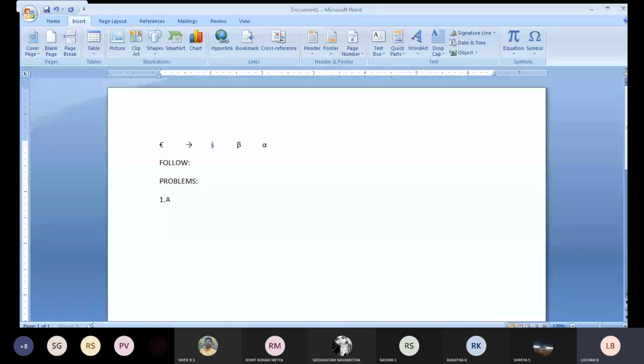A implies, I'm going to take it as X, B, C, D. I'm going to continue my production. C implies small c or epsilon, I'm going to take. So I'm going to continue my production. D implies D, or I'm going to take it as epsilon.